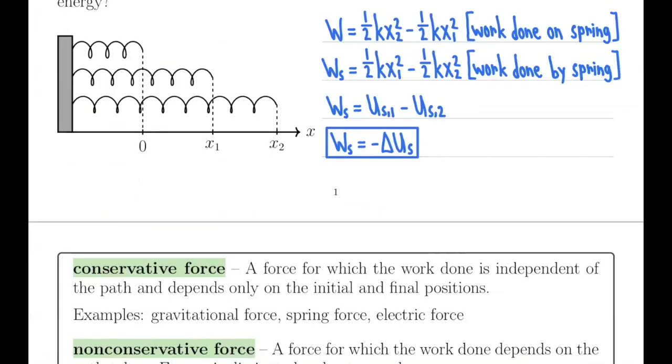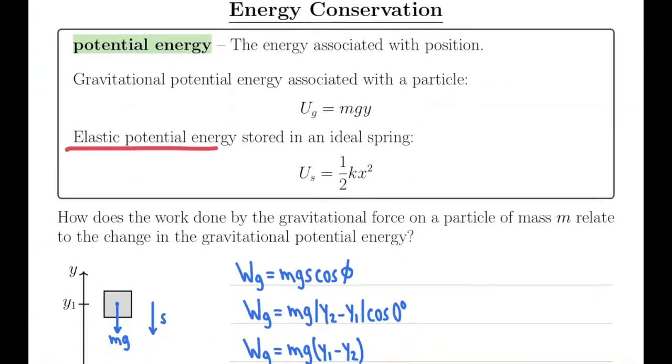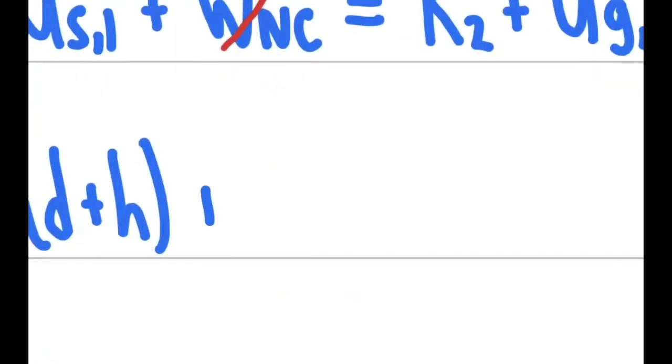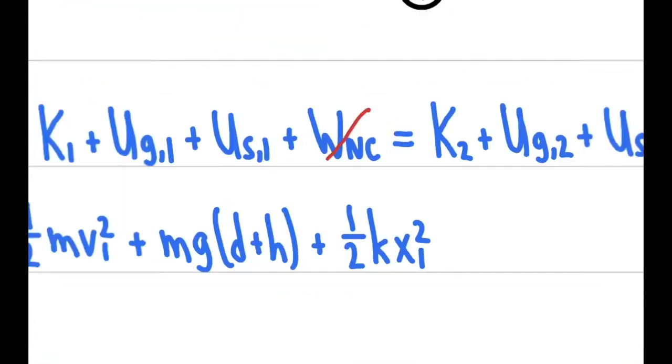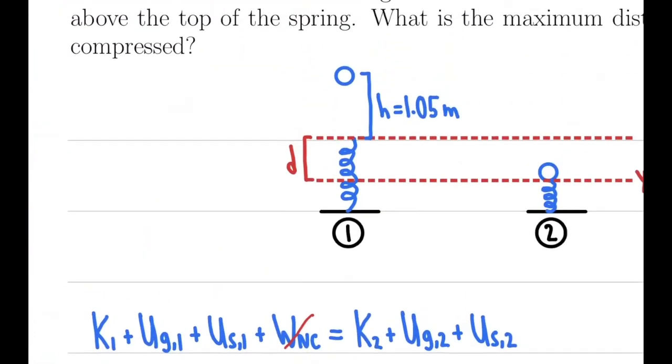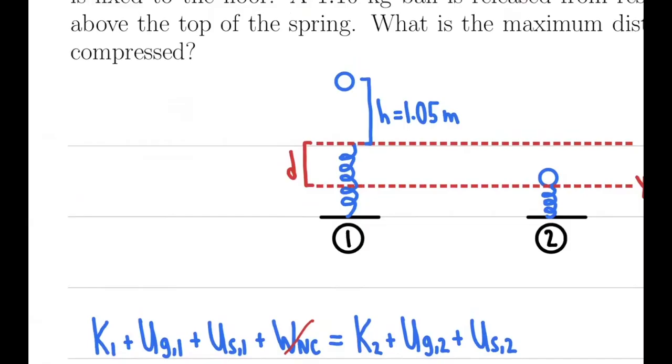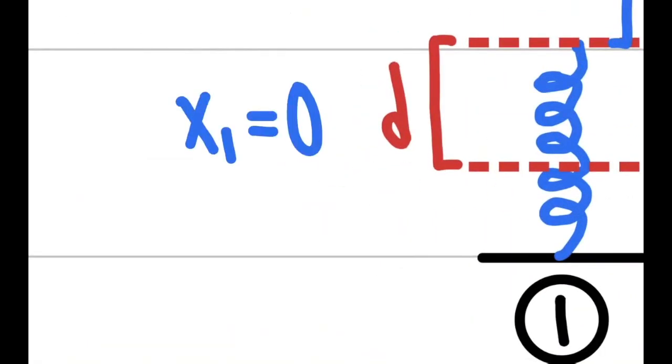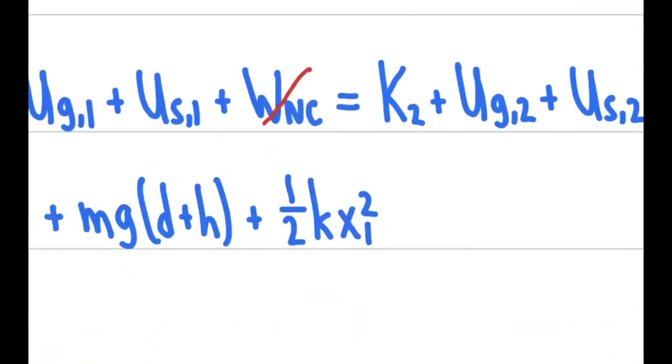U_S1, remember, that's the elastic potential energy. So that's 1/2 kx squared. So plus 1/2 kx1 squared. What is x1? Remember, x is the displacement from equilibrium. Initially, the spring is at its natural length. It hasn't been stretched or compressed. So x1 is 0. All right, so this is going to cancel out.